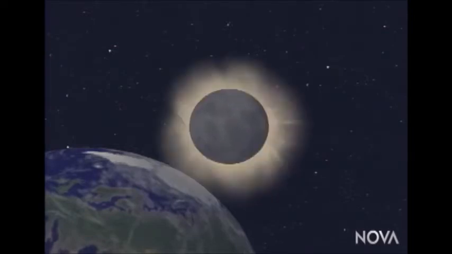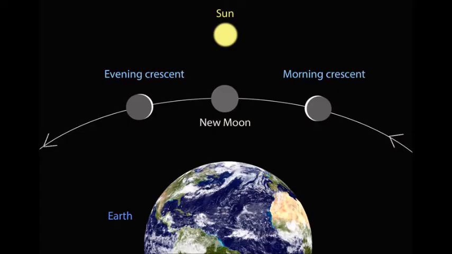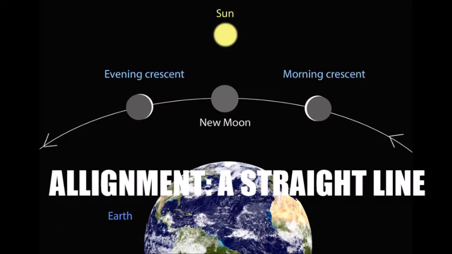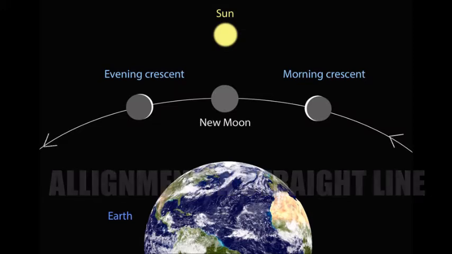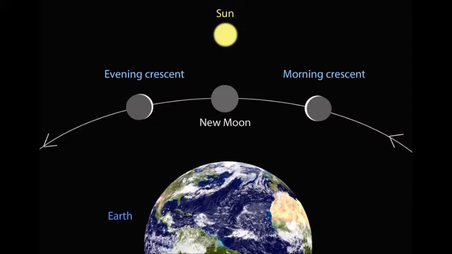Solar eclipses can only happen when the moon is a new moon. The new moon occurs when the moon is positioned between the Earth and the Sun. The moon, the Earth, and the Sun at this point are in alignment, which is like a straight line. The entire moon is dark and it cannot be seen from Earth.